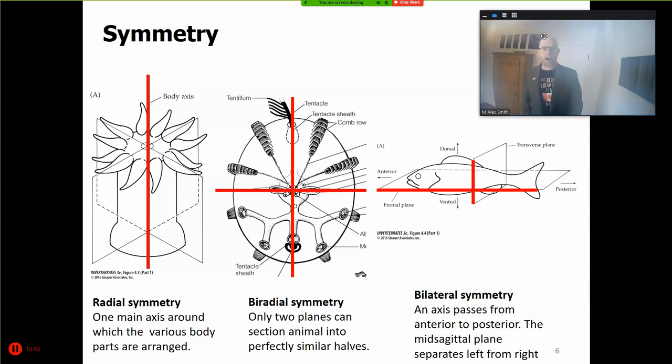We challenged the simplification of the world being split into those that are radially symmetrical, those that lack symmetry, and those that are bilaterally symmetrical with our understanding of the ctenophores. Perhaps this long-lost earliest branching animal lineage containing many convergently evolved traits, because they're characterized by this biradial symmetry. So a radial symmetry that has been compressed, almost instead of an O, it's an oval. So two planes that can separate into perfectly similar halves. And today we're going to be talking about bilateral.